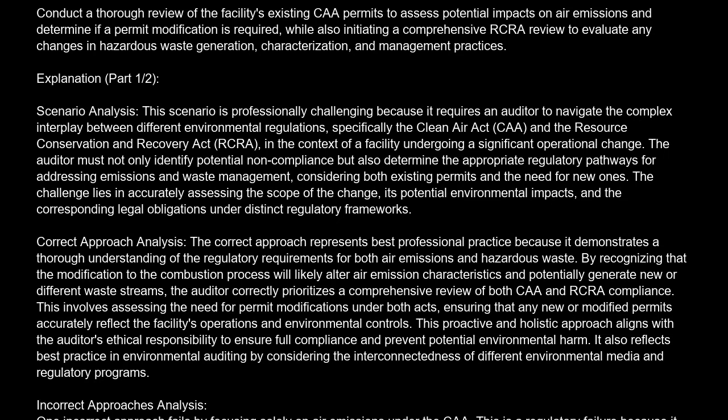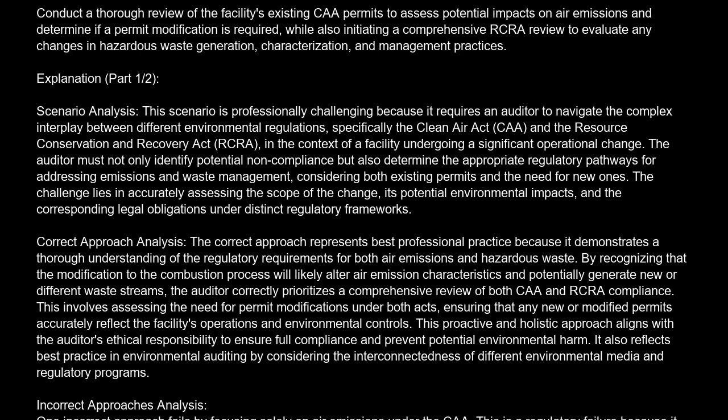The correct answer is A. Conduct a thorough review of the facility's existing CAA permits to assess potential impacts on air emissions and determine if a permit modification is required, while also initiating a comprehensive RCRA review to evaluate any changes in hazardous waste generation, characterization, and management practices. Explanation.